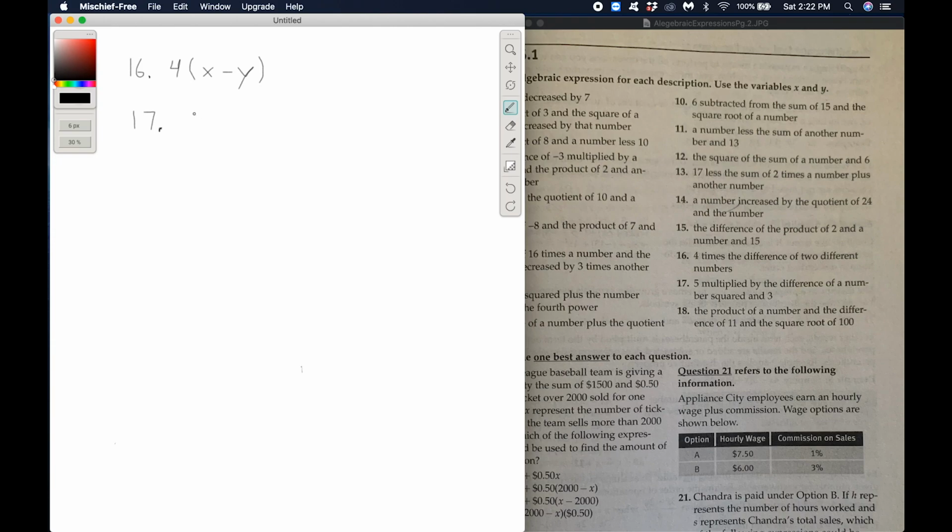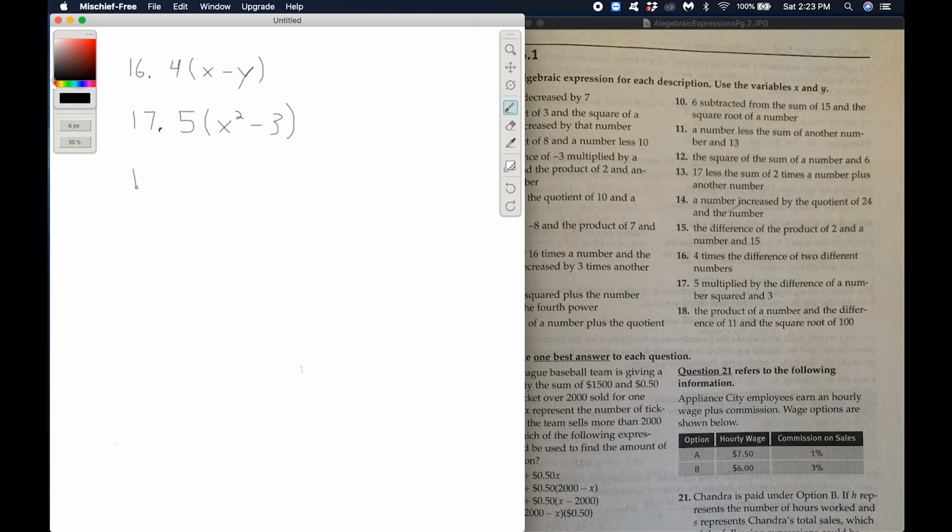So 5, it's kind of similar to up here, multiplied, we know we're going to multiply whatever's in here by the difference of a number squared and 3. So the difference of a number, so that number is x, squared. Okay, so we're doing the difference, so it needs to be negative 3.